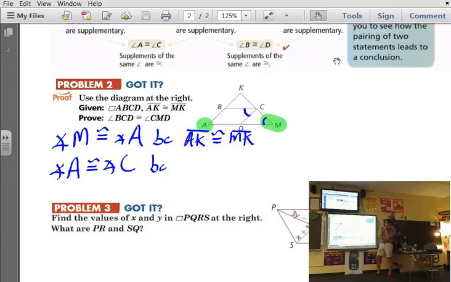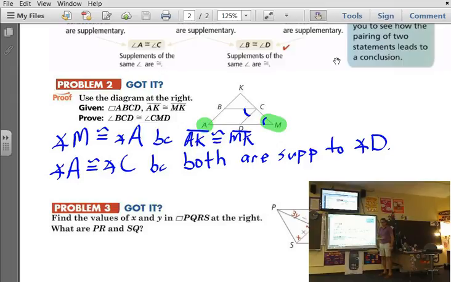Okay. There are probably easier ways to say it, but that's just how I remember it. Because both are supplementary to angle D. Yeah, there are a lot of ways that we can refer to that. And of course, that D is really ADC. We should probably name that with a three-point name because D is two different angles. And then what do we do to get to our final? Substitution. So then we can say angle C is equal to angle M from substitution.